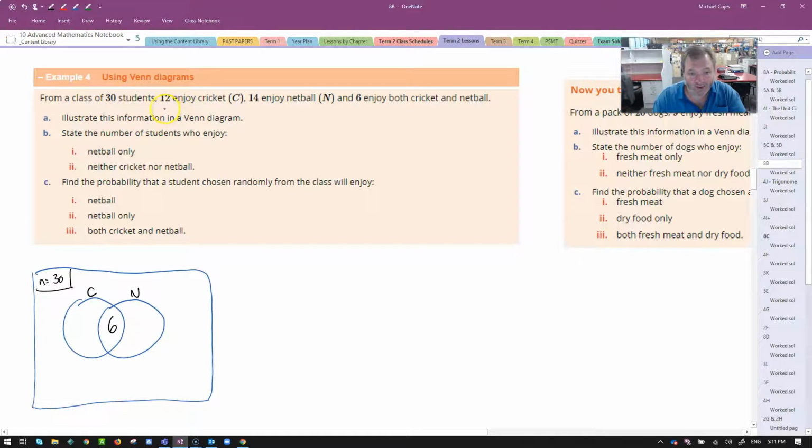Altogether, I'm supposed to have 12 in cricket. I've already got 6, so I need another 6. I'm supposed to have 14 for netball. I've got 6. That's another 8. 12 and 8 make 20. How many do not enjoy either cricket or netball? 10 on the outside there.